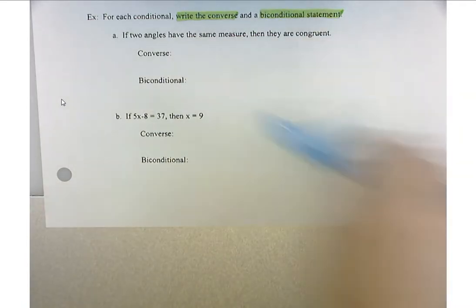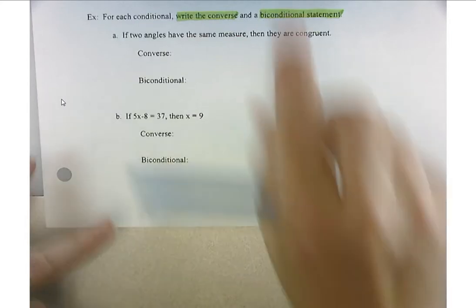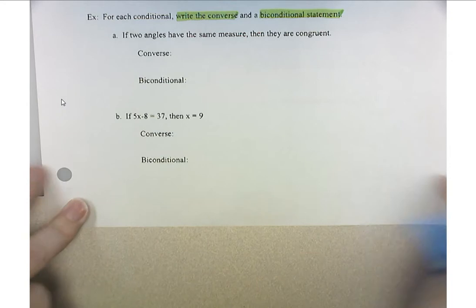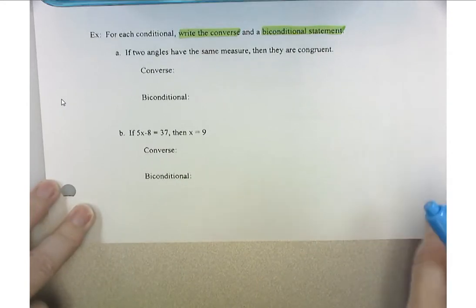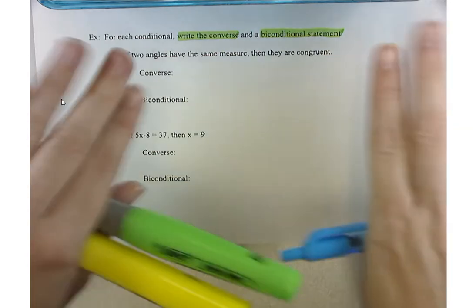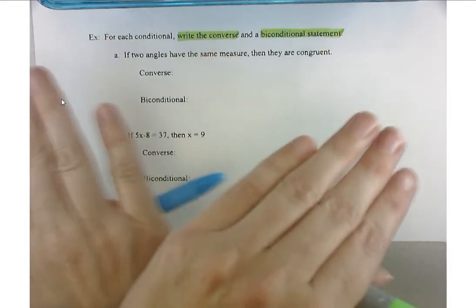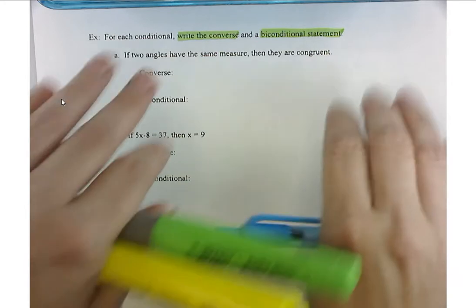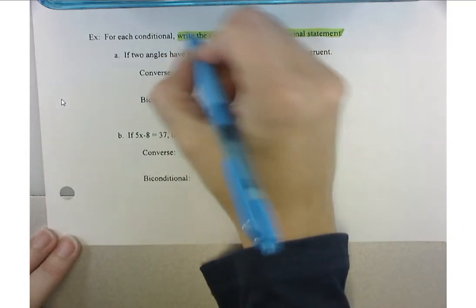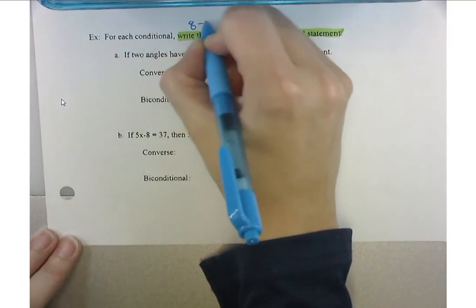When we're writing the converse, what's the form of the converse? If not Q, then not P? You're thinking of something else. Remember, you have the conditional, and then the converse: you switch it. Q, if Q, then P. Yes. So your converse will be if Q, then P.